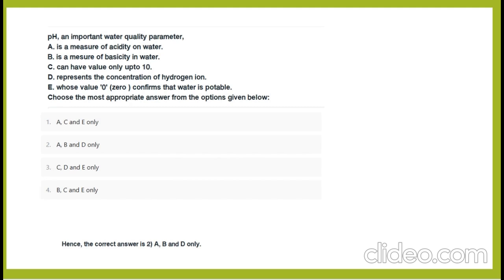So you have the options, option 1, 2, 3, and 4. So which is the correct answer? The correct answer is A, is a measure of acidity in water, B, is a measure of basicity in water, and also D, represents the concentration of hydrogen ion. Now let us see the facts on water quality and pH.